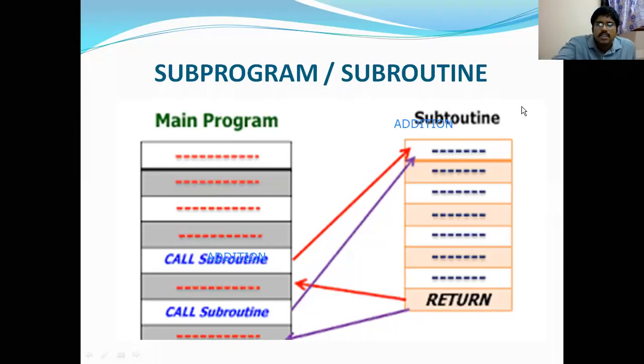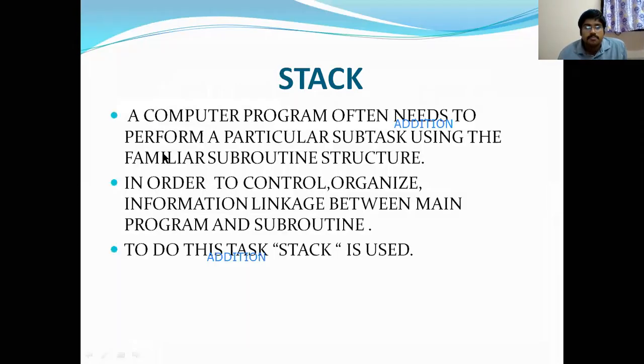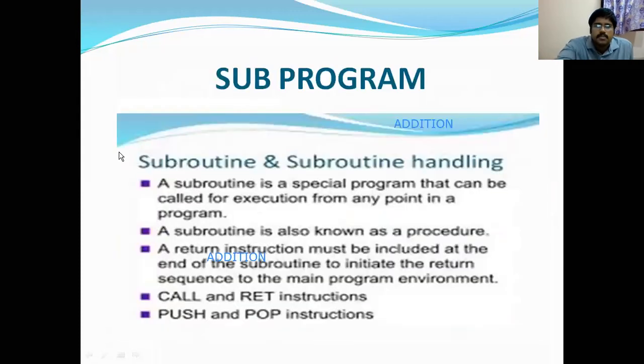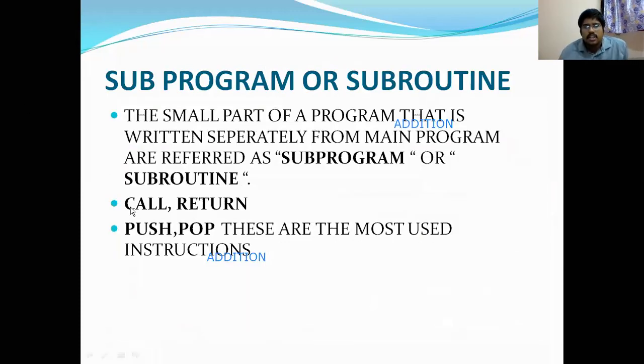Once I will read out the definition. A small part of the program that is written separately from the main program, that's what we have been discussing until now, is called a subprogram or subroutine. In a subprogram or subroutine, we have two main instructions: call and return. What is the purpose of the call instruction? Whenever you want to call any subroutine, you will go for this call instruction.